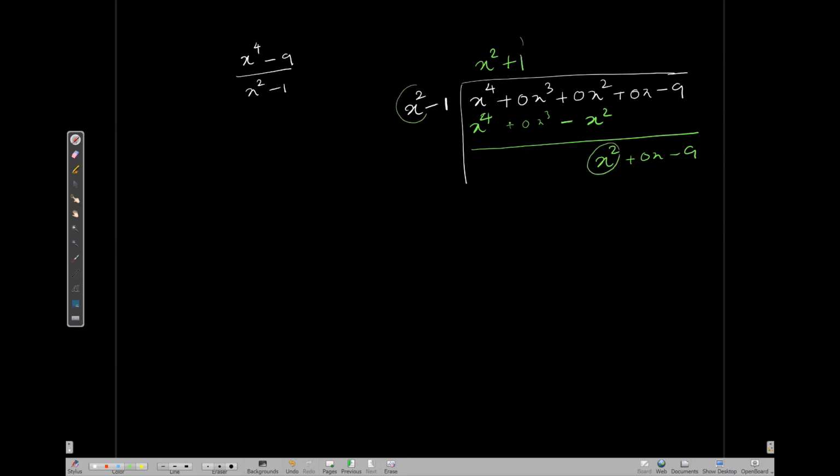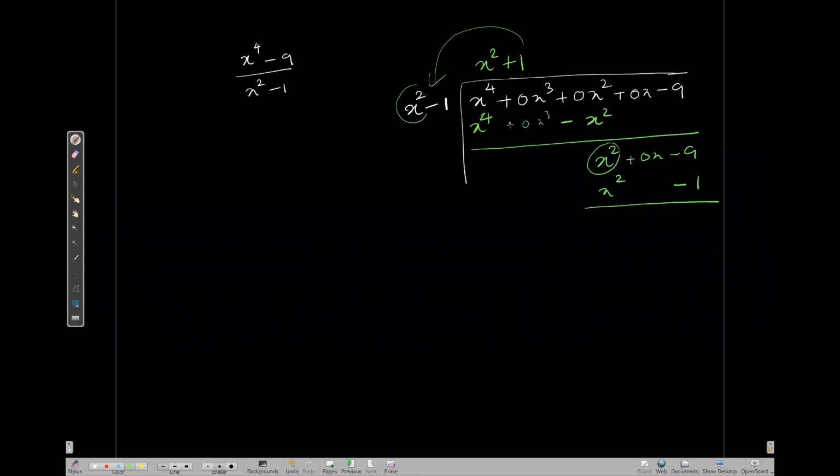When I multiply 1 by my divisor, I get x squared minus 1, and I should write it like this. So now when I subtract, x squared minus x squared, it's gone. 0x minus 0, nothing, that's just 0. Minus 9 minus minus 1, minus 8. And we are done.